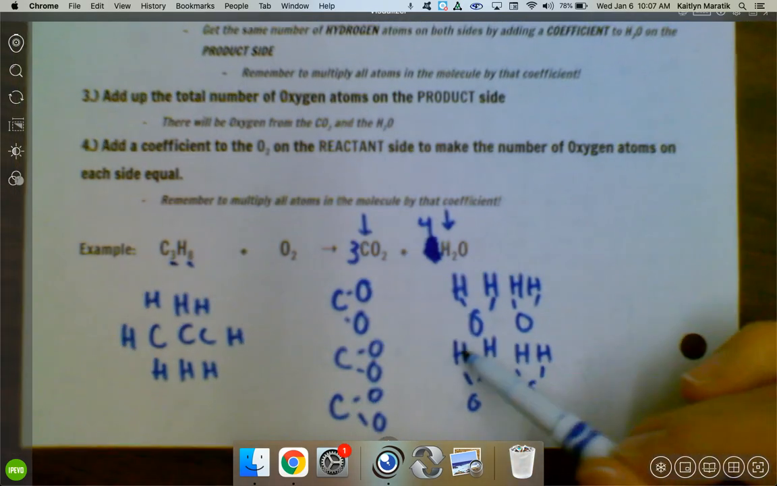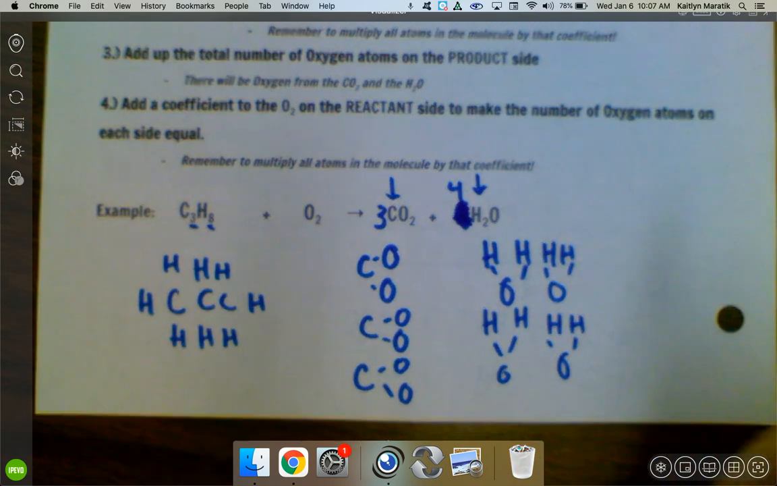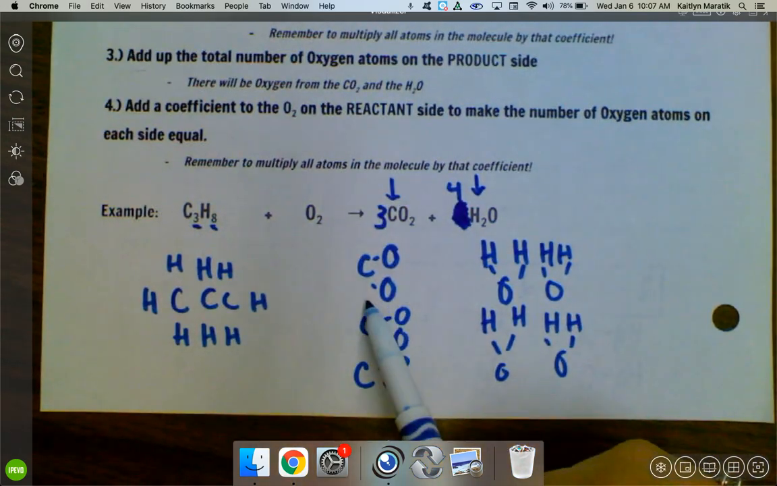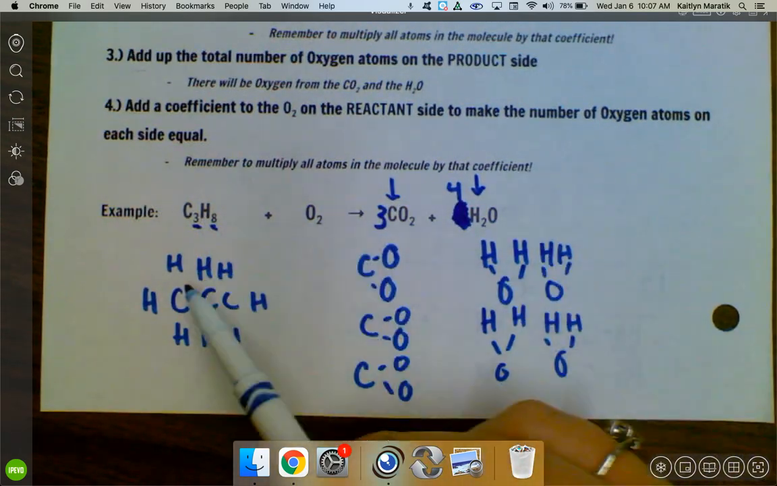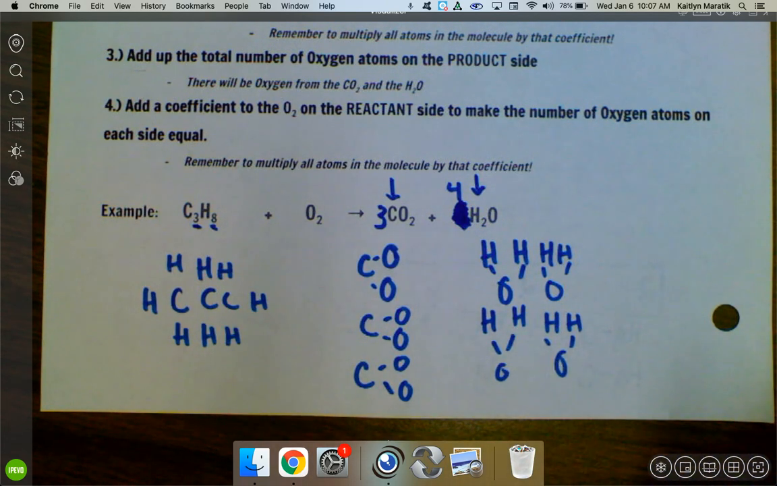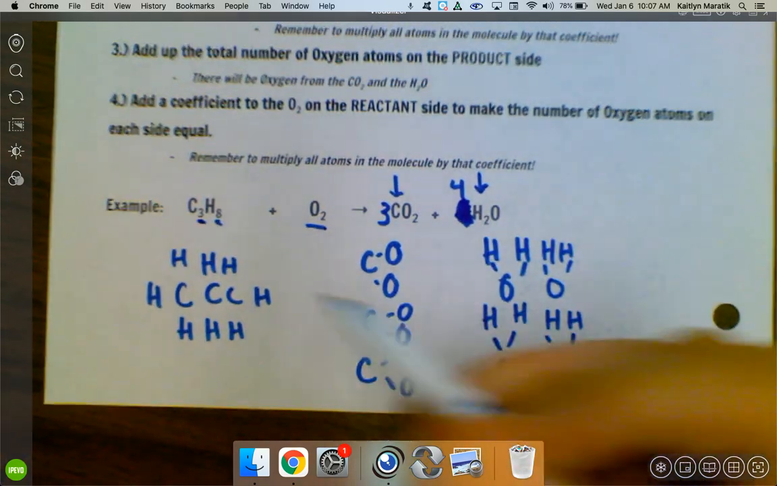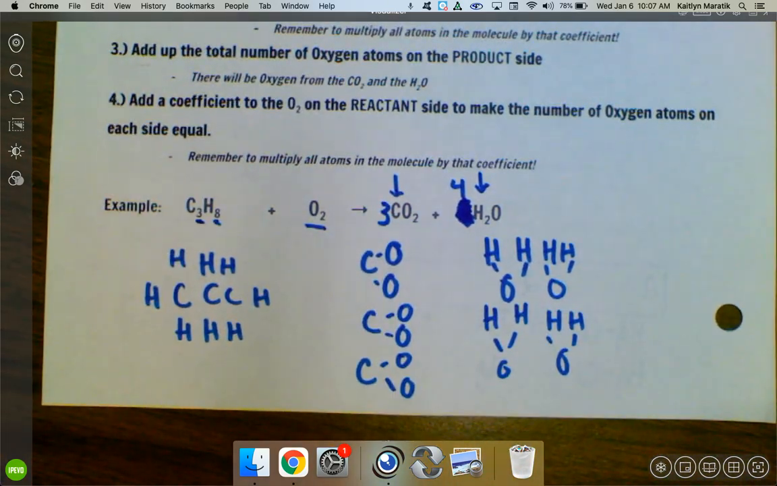1, 2, 3, 4, 5, 6, 7, 8. Fantastic. My carbons are happy on each side. My hydrogens are happy on each side. They got moved around because there was a chemical change. That's fine. Now we need to come back to our oxygen because that one is not happy on both sides.